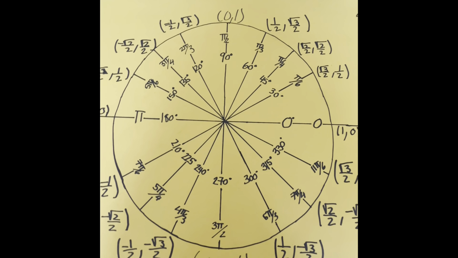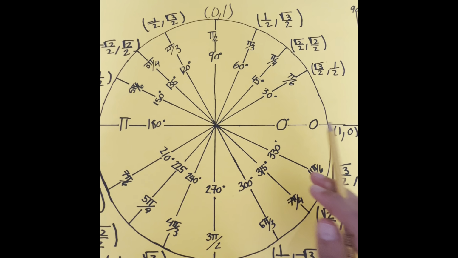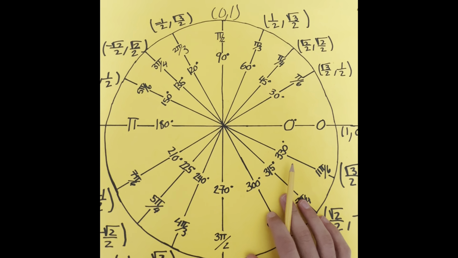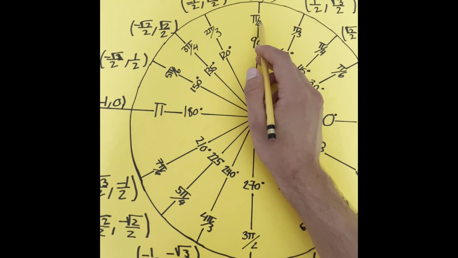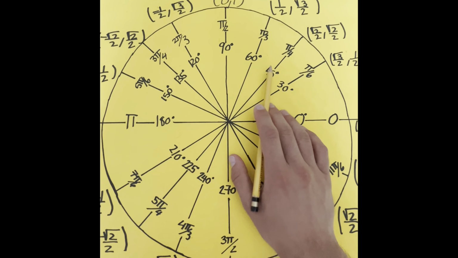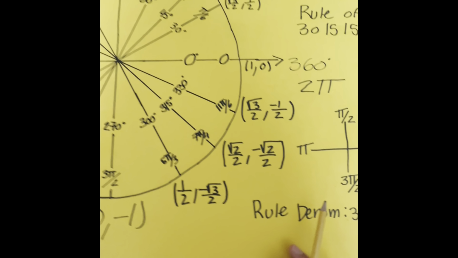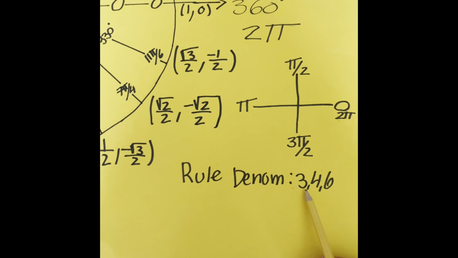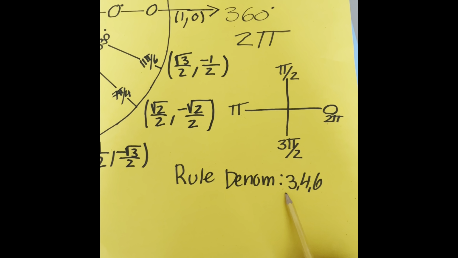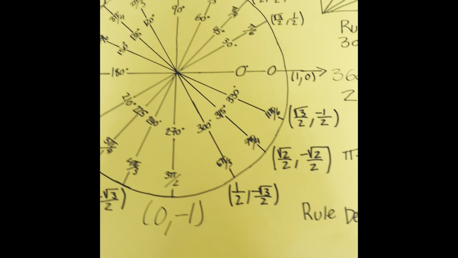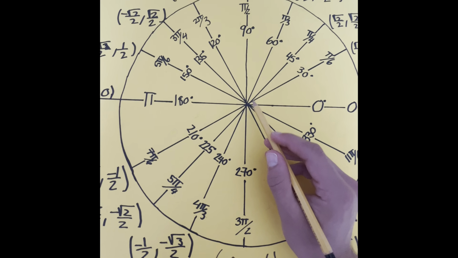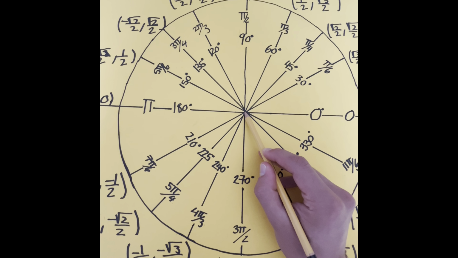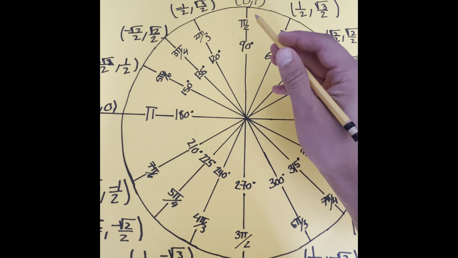So we come back to our unit circle. We have our cross. We understand how to get the cross. So now we're going to start with the denominators. And we have a very special rule for the denominators. It is the rule of 3, 4, 6. How do we apply this rule? Well, take your pencil, start from the middle, and go either up or down.